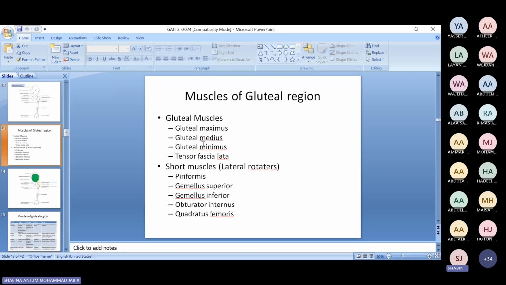Then, if you cut maximus, medius, minimus, you will find that there are some small muscles. They are called piriformis, gemellus superior, gemellus inferior, obturator internus, and quadratus femoris. And what is common about these short muscles? They all are lateral rotators.